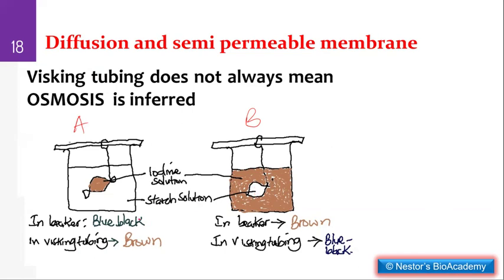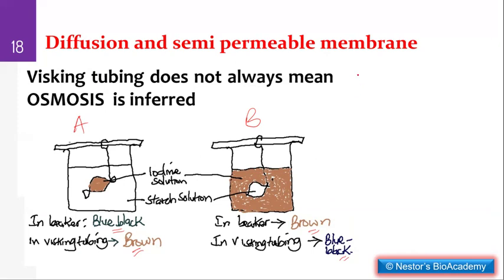And if you allow these setups to stand for some time, you will always realize in case A, inside the beaker, the color changes to blue-black. But in the Visking tubing, the color remains brown. For case B, in the beaker, the color remains brown, but in the Visking tubing, it turns blue-black. So what could be the possible explanations for these observations?